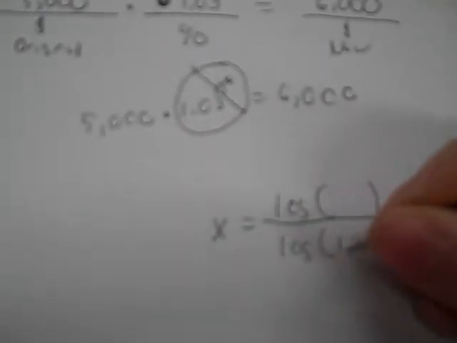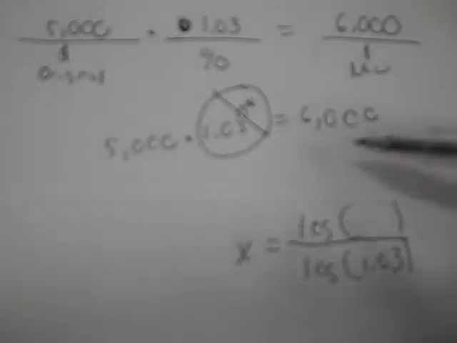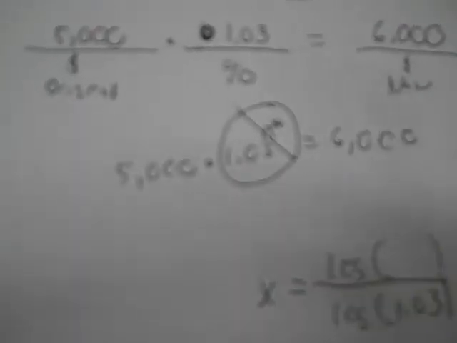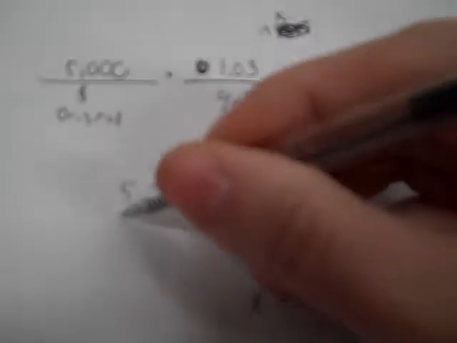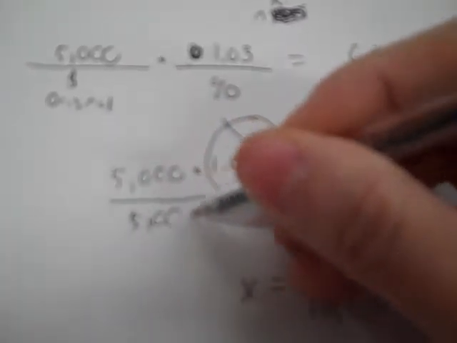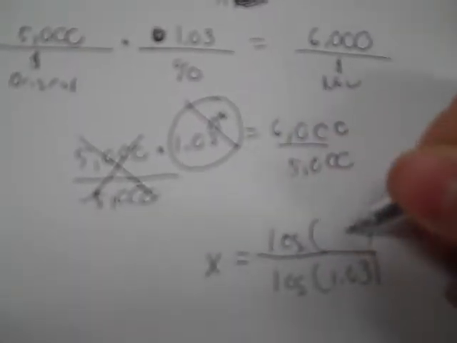Now the bottom we know, it's 1.03. The top I do not know yet. It's not 6,000 because what about the 5,000 that's being multiplied by the power? We need to undo the multiplication. Do I subtract this? No. Divide by 5,000, and divide 6,000 by 5,000. That tells you what goes in the numerator. So 6,000 divided by 5,000 is 1.2.